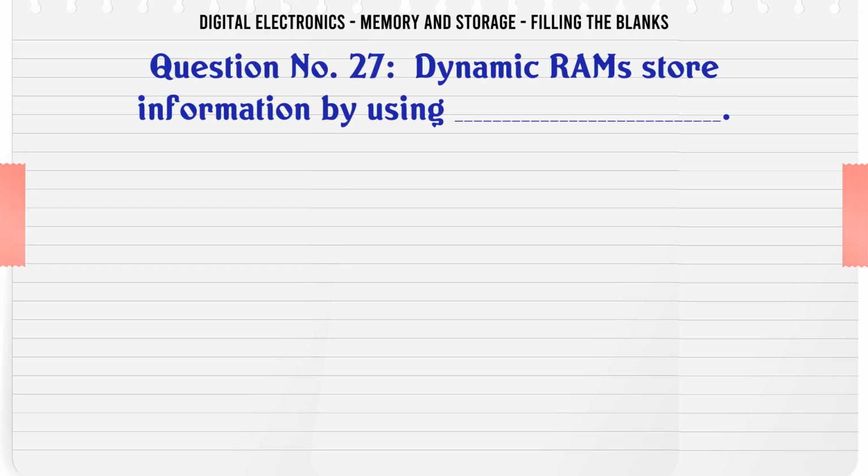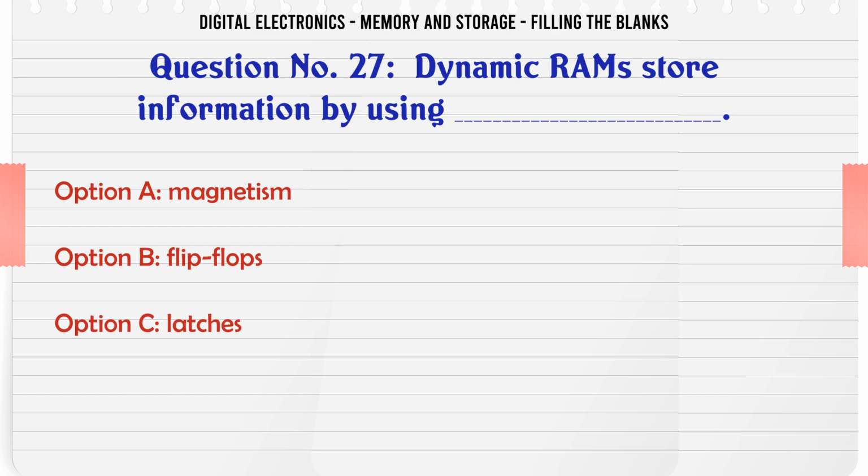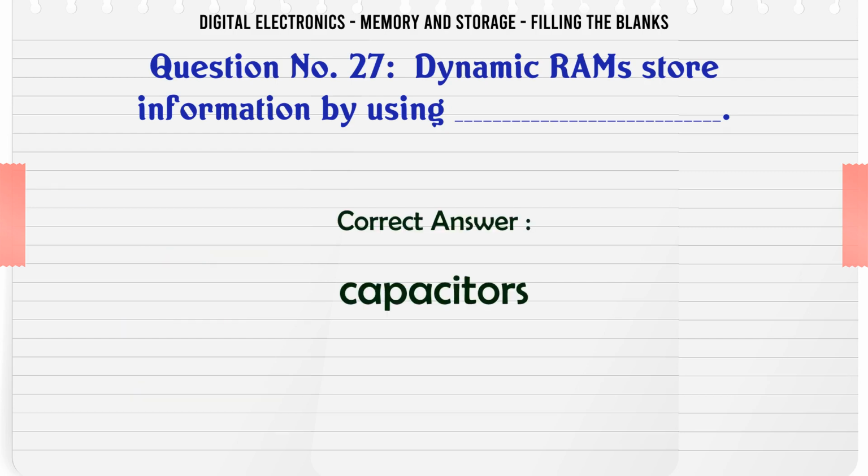Dynamic RAMs store information by using A. Magnetism. B. Flip-flops. C. Latches. D. Capacitors. The correct answer is capacitors.